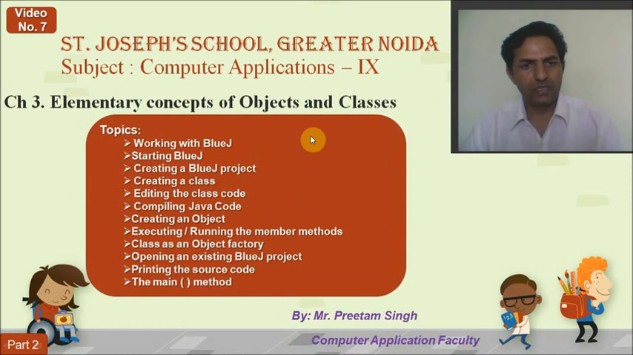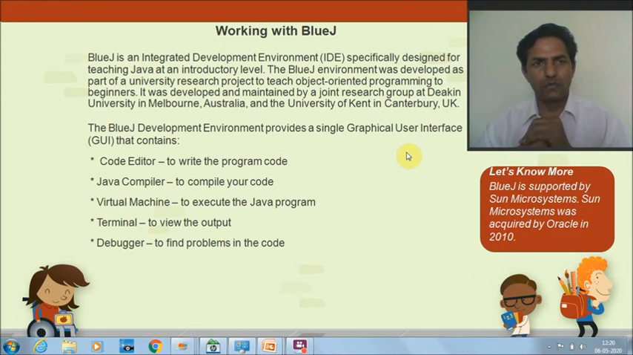Now today I am going to discuss topics that are working with BlueJ: starting BlueJ, creating a BlueJ project, creating a class, creating or editing the class code, compiling Java code, creating an object, executing or running the member methods, class as an object factory, which I already discussed, opening an existing BlueJ project, printing the source code and the main method. All these topics I am going to discuss today, working with BlueJ.